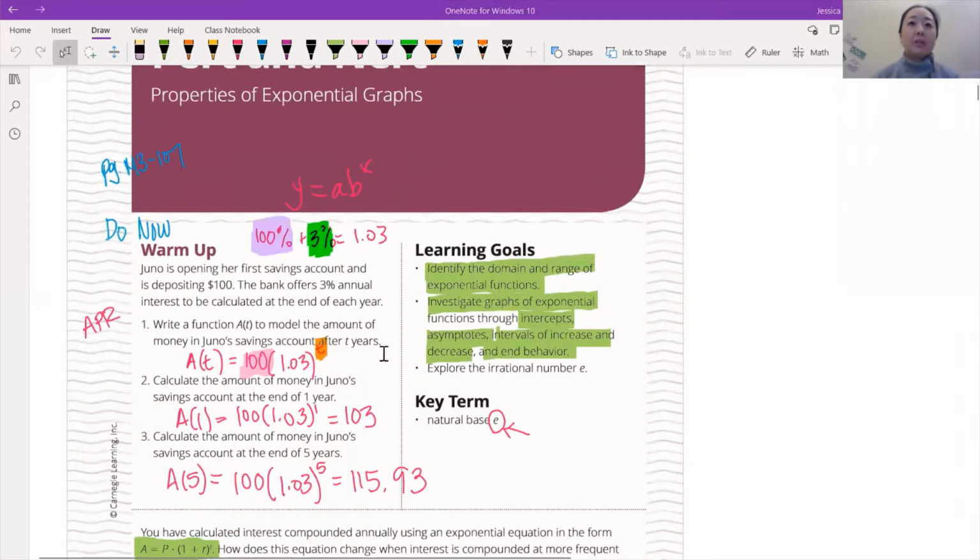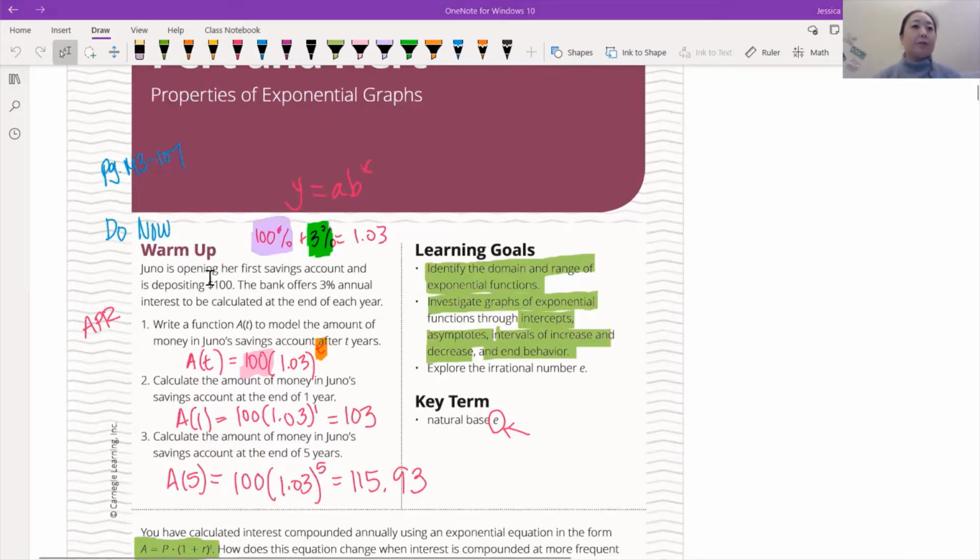And again, our learning targets are going to be identify the domain and range of the exponential functions, investigate graphs of exponential functions through intercepts, asymptotes, which we haven't learned yet until today, intervals of increase and decrease, and behavior. The irrational number e, we will start investigating it, but we won't finish it until the next lesson. I know, can't wait, right?